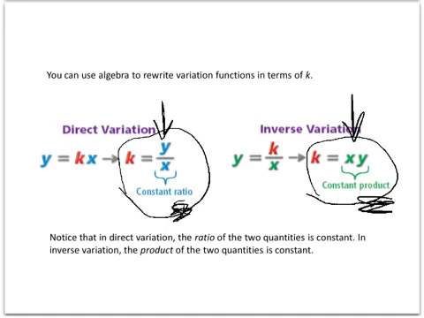Reading down here, it says, notice that in the direct variation, the ratio of two quantities is constant. In the inverse variation, the product of the two quantities is constant. Your variation constant is always constant. It's a number. It doesn't have any variables in it. So our constant ratio, you divide them, and it's a constant ratio, constant product.